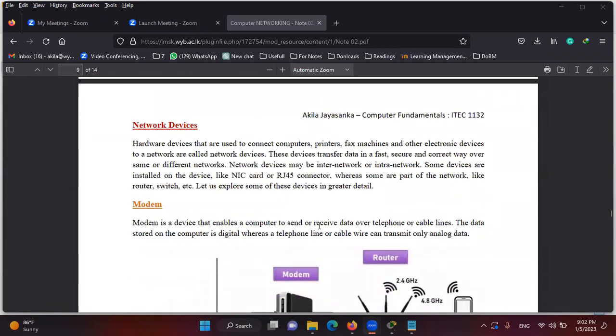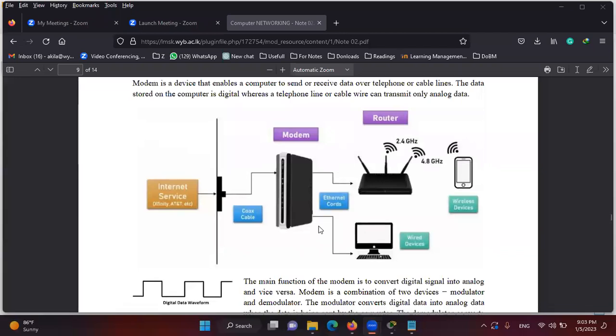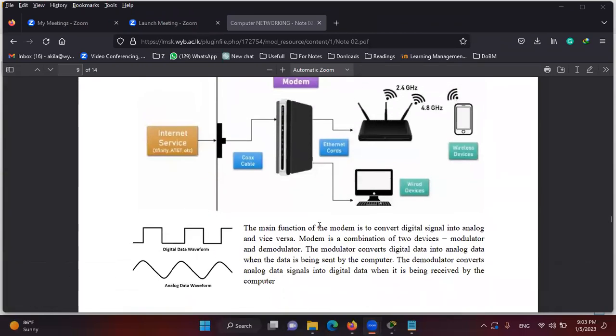Then children, we're going to briefly discuss computer networking devices. First one is the modem, right? So children, a modem is a device which converts digital signals into analog signals. So actually this is used to get an internet connection. Even now a mobile phone also acts as a modem, right?